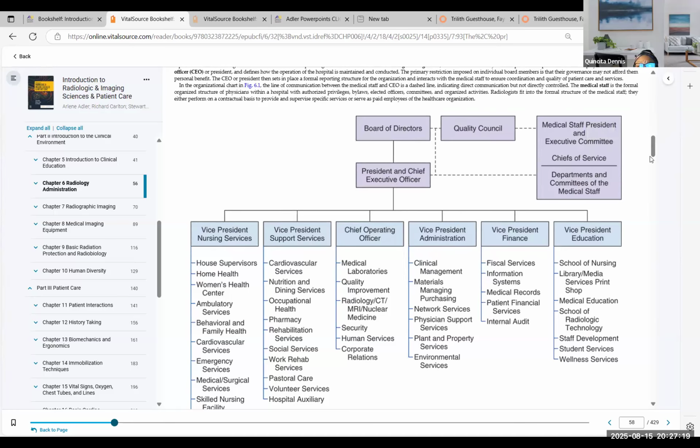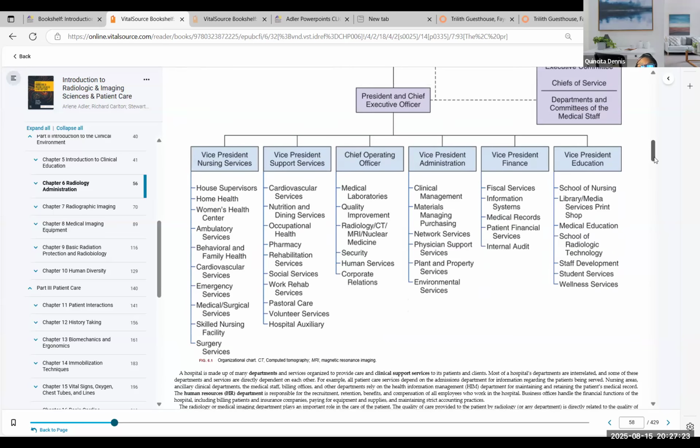All right, then as you can see, the chart is split into different sections. Nursing services usually has someone that's over them. Support services usually has someone over them. In terms of support, as you can see, the volunteers are there.